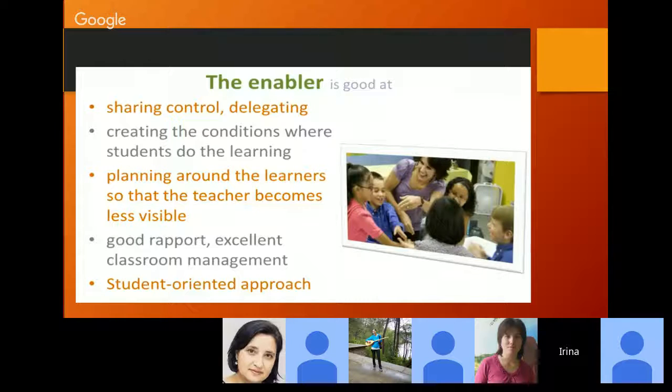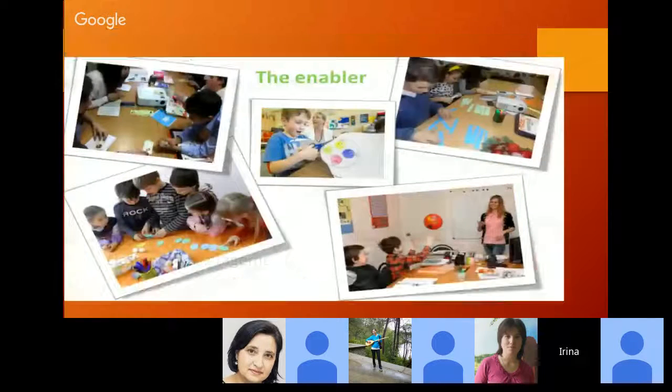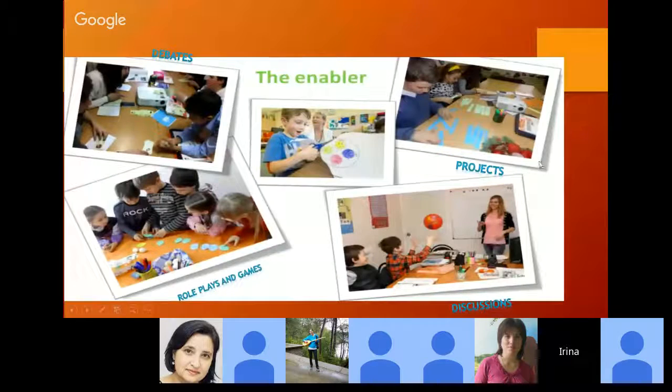Student-oriented approach is also characteristic of this type of teacher, the enabler. And I have some activities that are characteristic for the enabler: project works, discussions, and you see that it's not just simple discussions, but the students are doing something. So it involves some physical movement, like throwing the ball, walking, jumping, some physical activity, debates, role plays, and games. So these are characteristic techniques, tasks, or activities the enabler would try to use during the lesson.